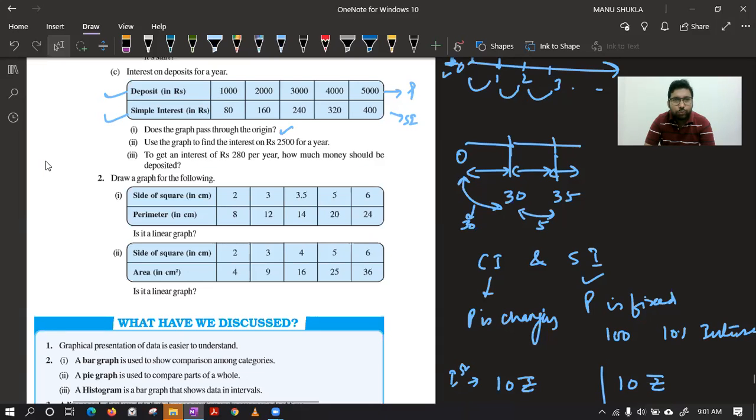To get an interest of rupees 280 per year, how much money should we deposit? So you can do it by formula or by the graph also. Okay, you are getting the answer also. The answer is 3500 rupees.